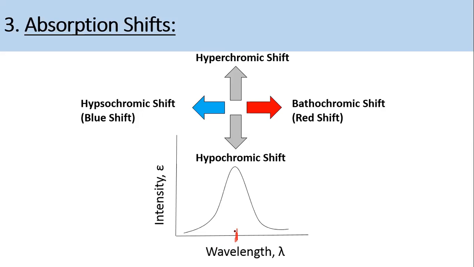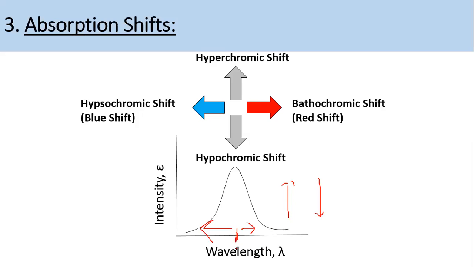When we change the structure of the molecule, this position may shift to the right side or to the left side, and there could also be an increase or decrease in the intensity due to the change in the structure. Therefore, in total there are four types of shifts in the absorption positions observed.